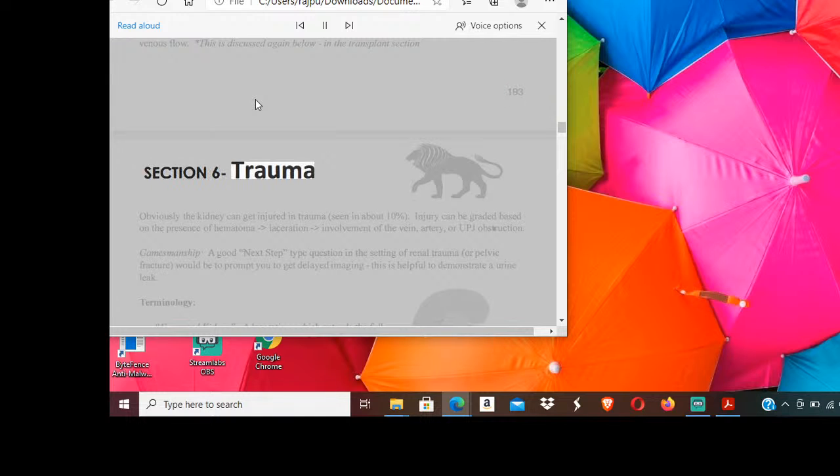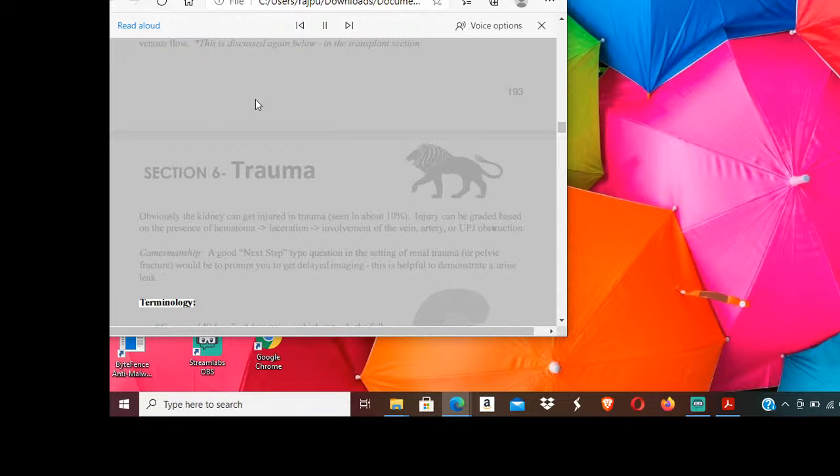Section 6: trauma. Obviously the kidney can get injured in trauma, seen in about 10%. Injury can be graded based on the presence of hematoma, laceration, involvement of the vein, artery, or UPJ obstruction. Gamesmanship: a good next step type question in the setting of renal trauma, or pelvic fracture, would be to prompt you to get delayed imaging. This is helpful to demonstrate a urine leak.